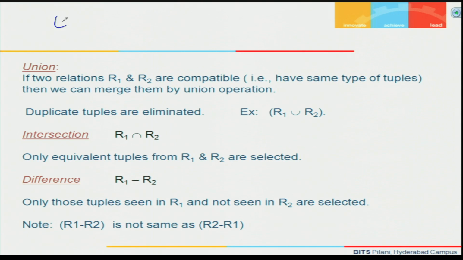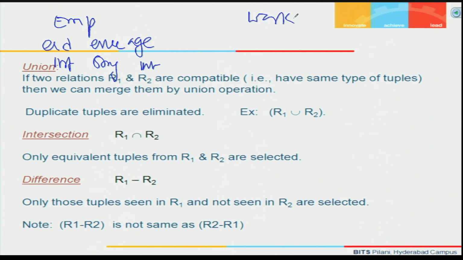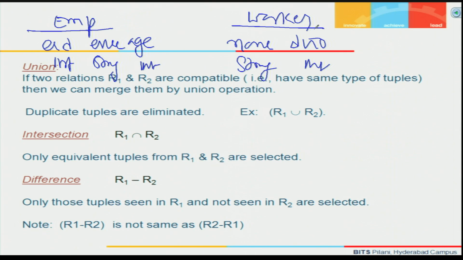Suppose, for example, I have a table called employee, which has employee ID, employee name and age, where the ID is an integer, the name is a string type and the age is an integer type. And if I have some other relation called worker, which has the name and department number, where this is a string and this is an integer, then these two relations, employee and worker, are not union compatible, because first, the number of columns or attributes should match. It is not matching. In the employee table we have 3 attributes, whereas here we have only 2 attributes. That is, the first condition itself has failed.